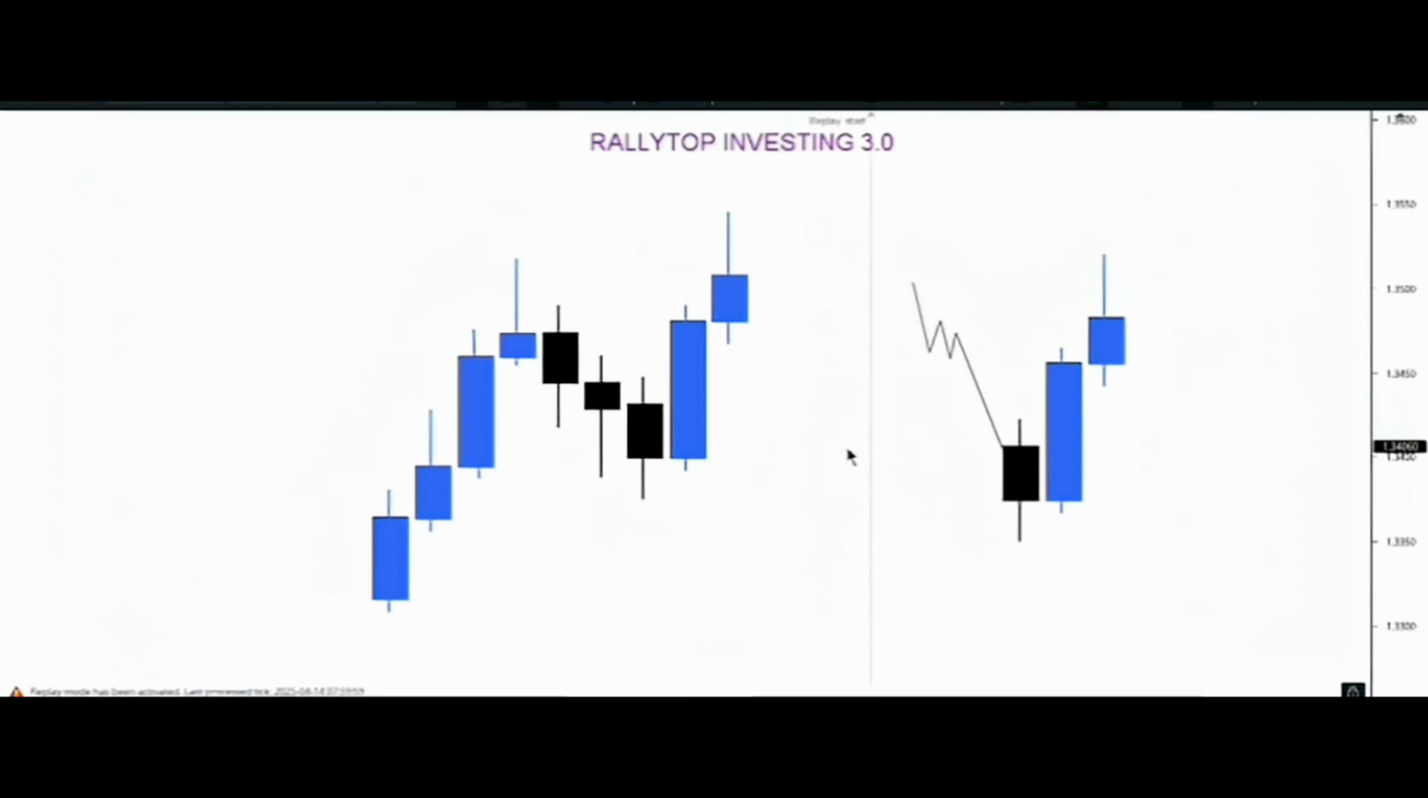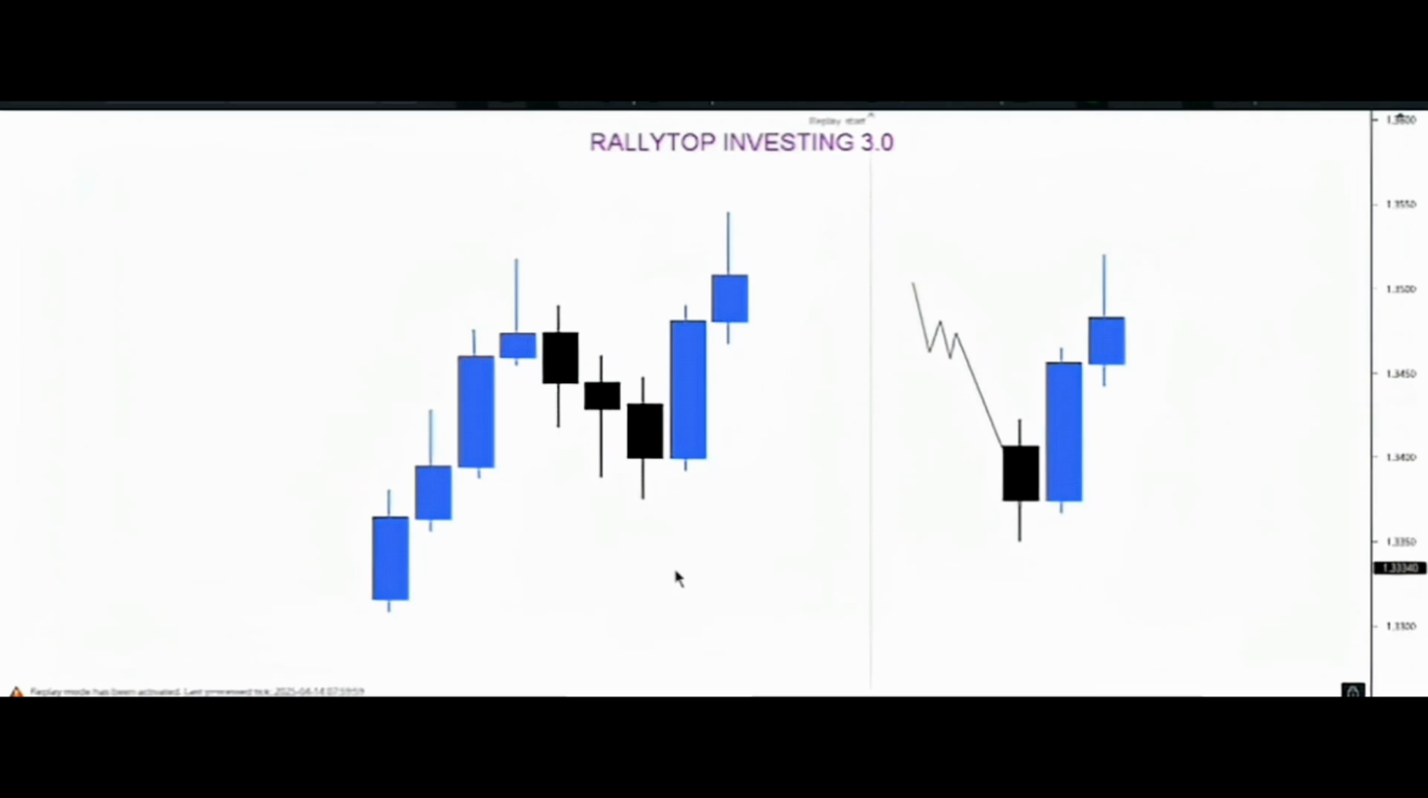Now, I'm going to go straight in so we don't have any time to waste. Take a look at this. Let's assume that this is the 1H time frame. The diagram on the left hand side is the 1H time frame price action, and the one on the right hand side is the 5M or the 1M price action.